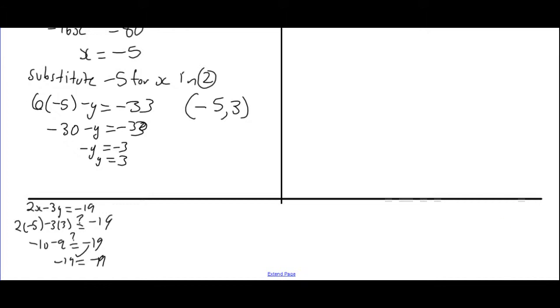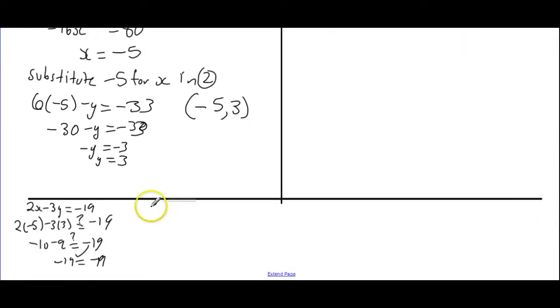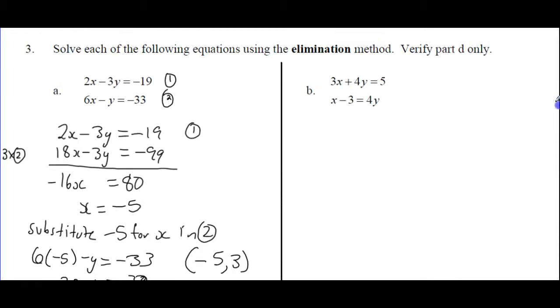So that checks. And 6x minus y equals negative 33. The left side is 6x minus y. The right side is negative 33. 6 times negative 5 minus 3 is negative 30 minus 3 is negative 33. Left side and right side are the same. Check. Works. Done. Solved.